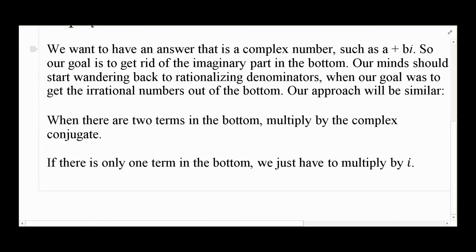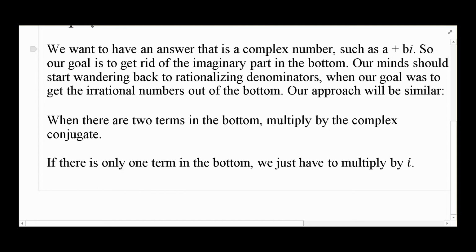We're going to say that when there are two terms in the bottom, we can multiply by the complex conjugate, and that'll make everything into a perfect square and make the i's go away. But if the bottom only has one term, then all we have to do is multiply by i, and that'll bring us up to an i squared, which will also make it go away. So that's the idea, very similar to rationalizing denominators.